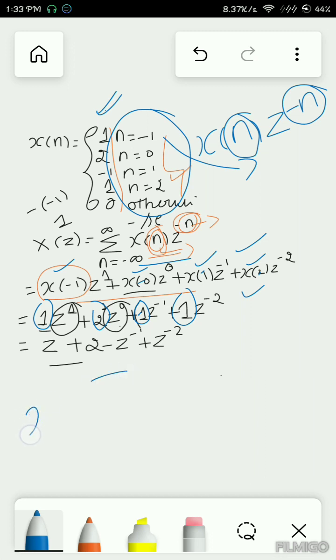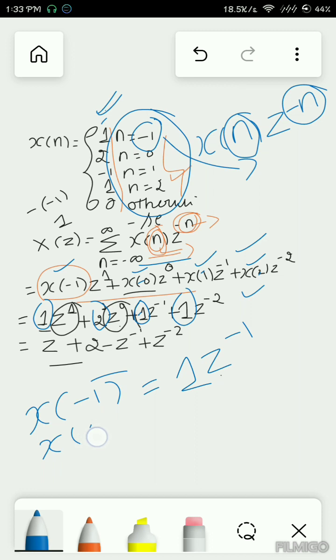You have x of minus 1, right? So for n equal to minus 1, what is the resultant? That resultant is 1, which I wrote as 1 here. That is 1 into z to the power of minus 1. And for all the others also I did the same. For x of 0, what did I write? That is equal to 2. For n equal to 0, it is 2. So that is 2 into z to the power of 0.